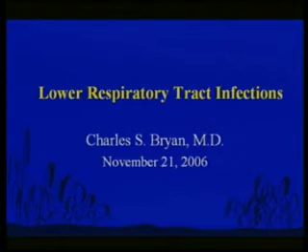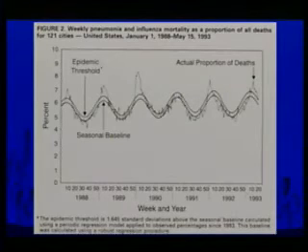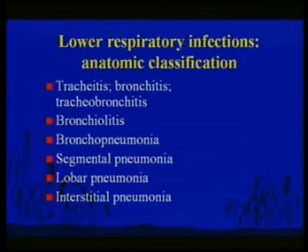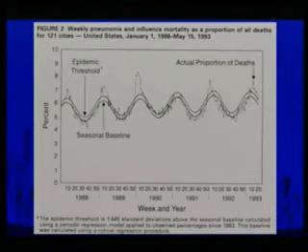Okay, we'll talk a little bit about lower respiratory tract infections. The typical morbidity mortality curve tends to have this wavy line with more deaths occurring in the winter. The obituary columns tend to be longer in the winter, and it's felt that a lot of this is due to respiratory infections, with spikes being caused by influenza epidemics.